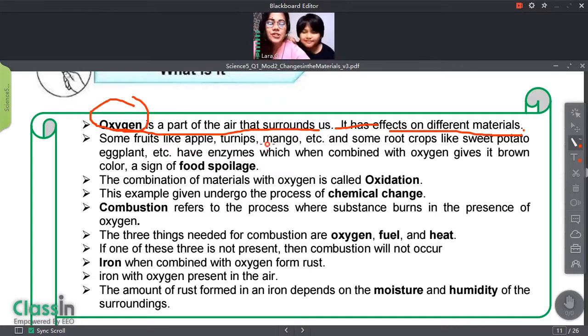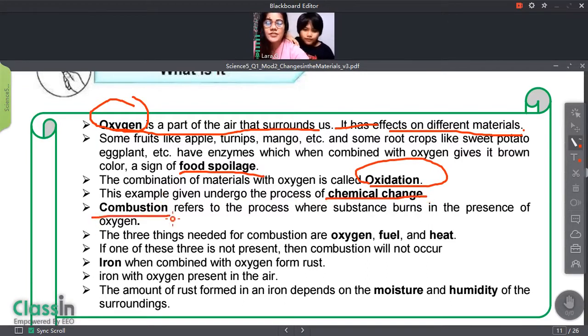Some fruits like apple, turnips, mango, and some root crops like sweet potato or eggplant have enzymes which, when combined with oxygen, give it brown color, a sign of food spoilage. So, ang eggplant nga bag-o pa, fresh pa na siya. But when ang enzymes inside the eggplant mo-combine sa oxygen, mahimo siyang brown. Muna siyang gitawag nga daot na. Malata na. The combination of materials with oxygen is called oxidation. This example given undergo the process of chemical change.